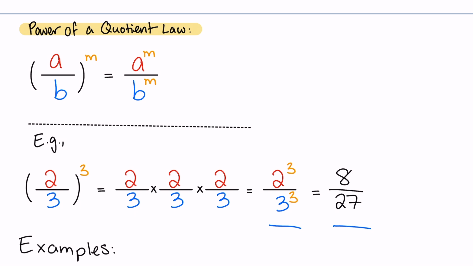We can explain this by rewriting this expression here as 2 over 3 multiplied by itself 3 times. And as we know, when we multiply fractions, you multiply the numerators together and the denominators together. So we get 2 times 2 times 2 divided by 3 times 3 times 3, which gives us the same answer.